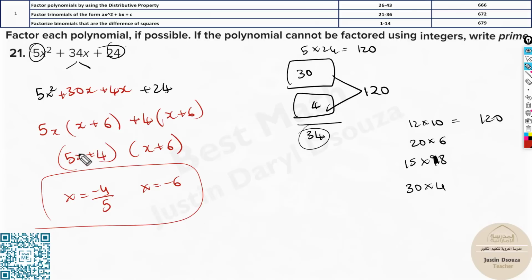How I got this? Just equate this 5x plus 4 equals 0. Take this 4 to the other side. You will have 5x is equal to minus 4 because it goes to the other side, and x is equal to minus 4 divided by 5. That will be the answer. And for x plus 6 equals 0, x equals negative 6. So this is the method.